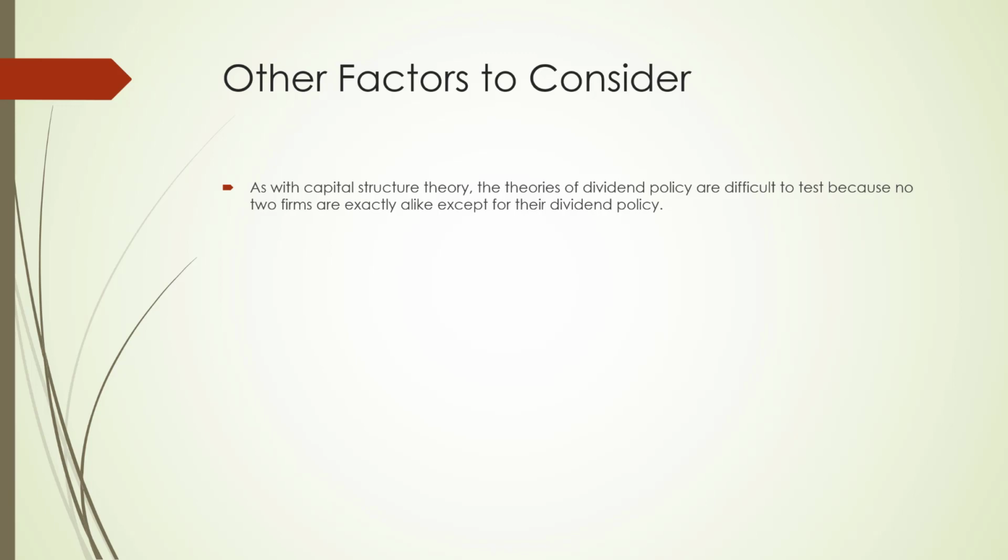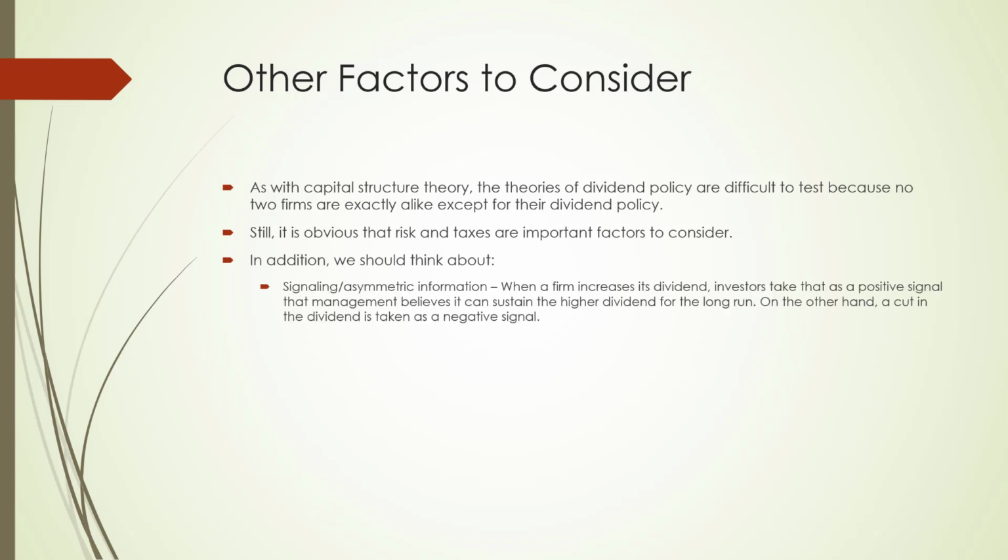Well, we would like to do the same thing with companies. Unfortunately, and it's the same problem with capital structure theory, no two companies are identical except for their dividend policy. And so it's very difficult to test these dividend policy theories. Now, that said, lots of people have done it, and it seems like they all come to different conclusions. So the dividend policy theory is kind of a mess. So we know that risk and taxes are probably important factors to consider, but there are other things going on as well. So we should think about, just like with capital structure theory, asymmetric information and signaling.